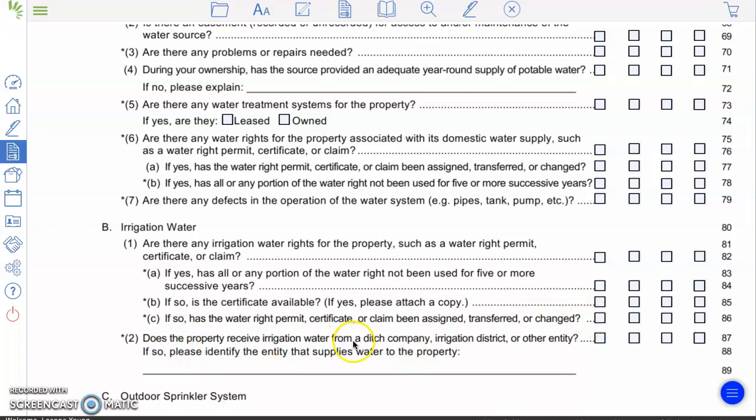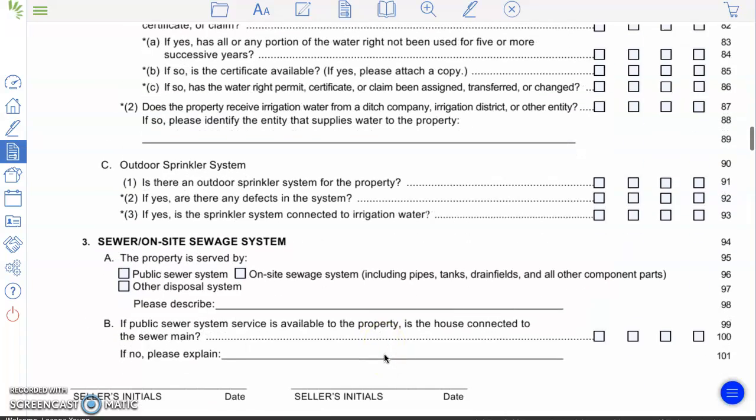If so, has the water right permit, certificate, or claim been assigned, transferred, or changed? Does the property receive irrigation water from a ditch company, irrigation district, or other entity? If so, please identify the entity.